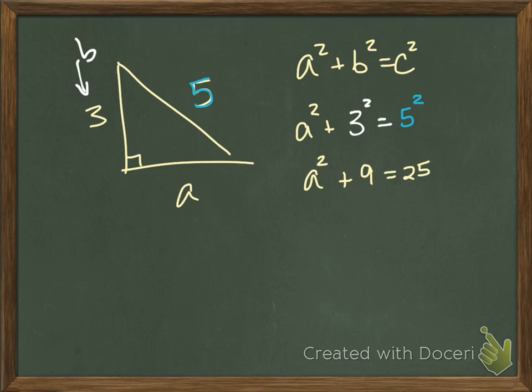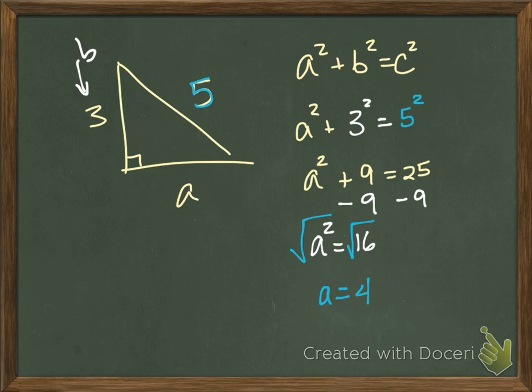So now in this case, I'm going to take a square root, but before I can do that, I need to get the A squared by itself. So I'm just going to subtract 9 from both sides. So I get A squared equals 16. And now that the A squared is by itself, and I have the number on the other side, I square root, and my A is 4. So, okay, that's our basic review of the Pythagorean theorem.